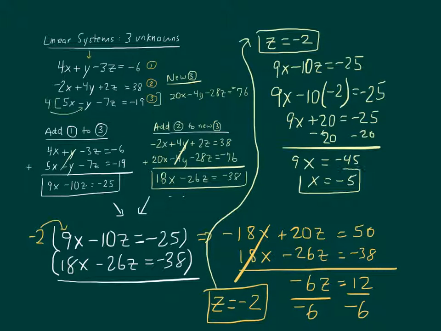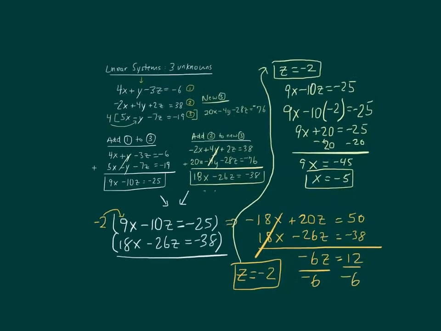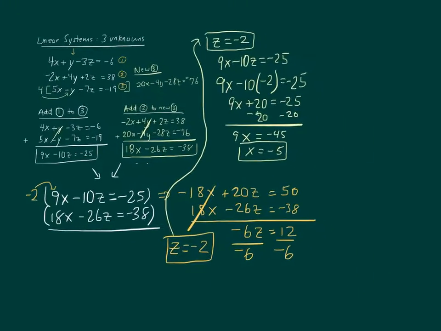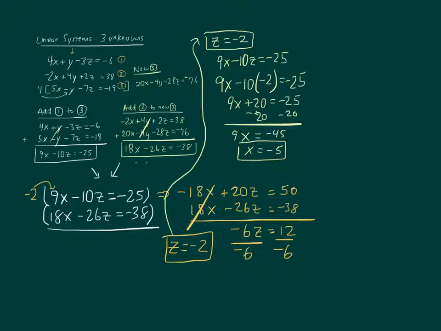So I have x, and I have z, and I don't have any more space, but I can probably do this. Alright, hopefully you can still see that, but now we have more room here. So now I have z equals negative 2, I have x equals negative 5, and I'm going to plug these into one of the original three equations here. So I'm going to plug into, we'll go with number 1.